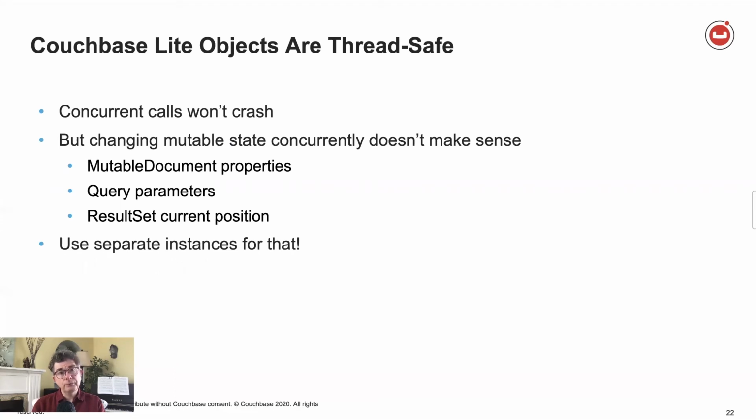Same thing happens with query parameters. That's the mutable part of the query object that can plug in values to use when running the query. If you've got multiple threads running the query, they might try to plug in different parameter values and step on each other and get mixed up. And again, the query result set is an iterator, and stepping an iterator on multiple threads is just really going to confuse everyone. So use separate instances per thread for that.